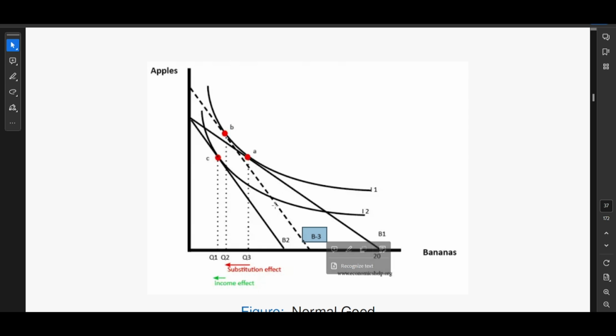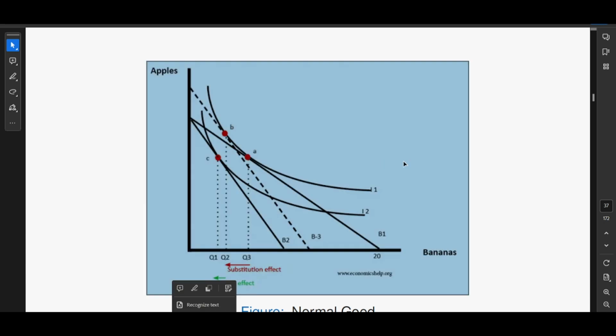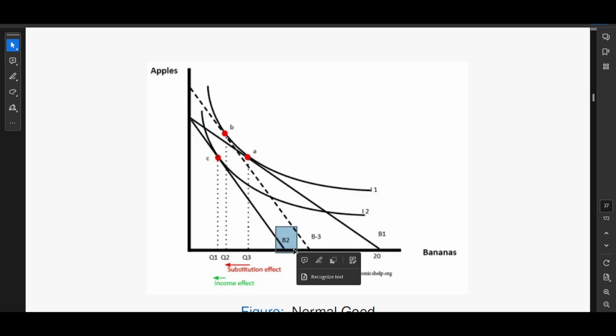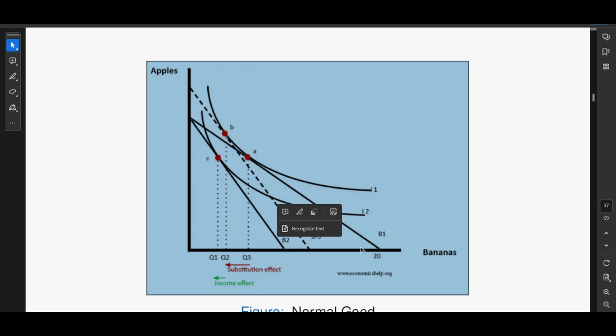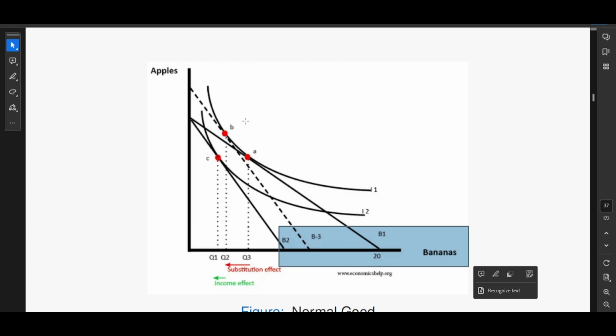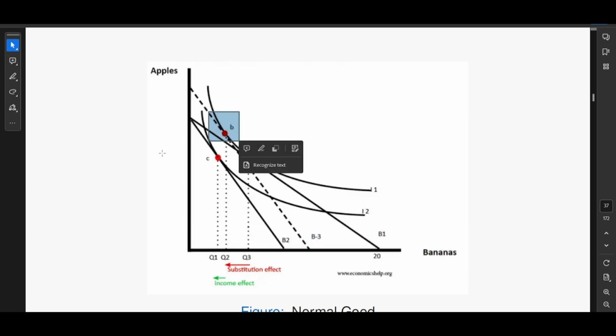So this is your budget line if only the substitution effect was taken into consideration, which means this person would choose to be at point B on the original indifference curve, right? As the price of banana increased, the person would substitute more apple for banana. Again, banana has become expensive, so the person would stop buying banana and instead start buying more apple, right?